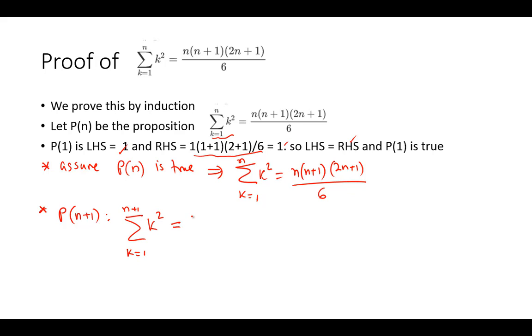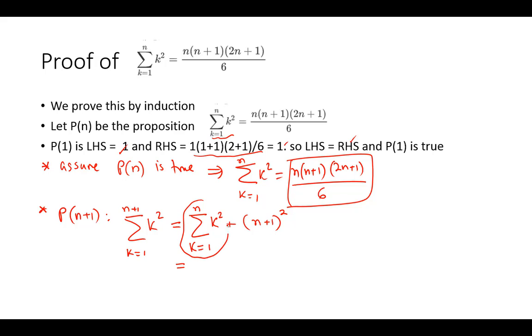Now in this case, it's not hard to know that this summation can be broken into two pieces: the sum of k squared from 1 to n, and then the (n plus 1)th term, which is (n plus 1) squared. So by induction, we know that this summation is given by here. Therefore, instead of this, we can replace the formula based on our induction hypothesis. And on this side, we have (n plus 1) squared. Now the key is, what are we trying to show? What we are trying to show is that Pn plus 1 is true.